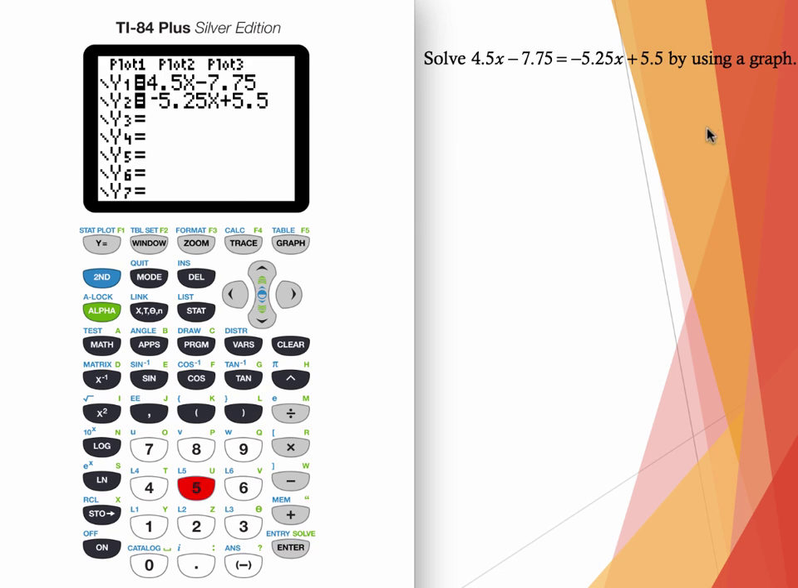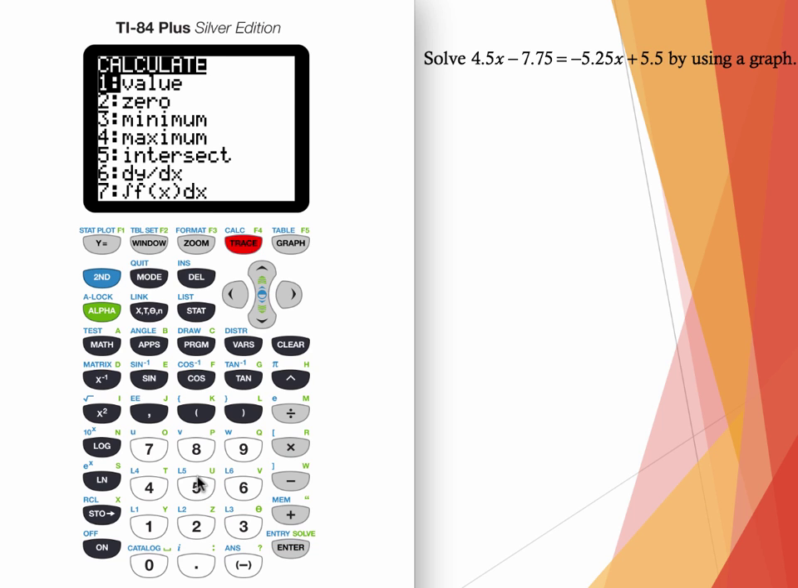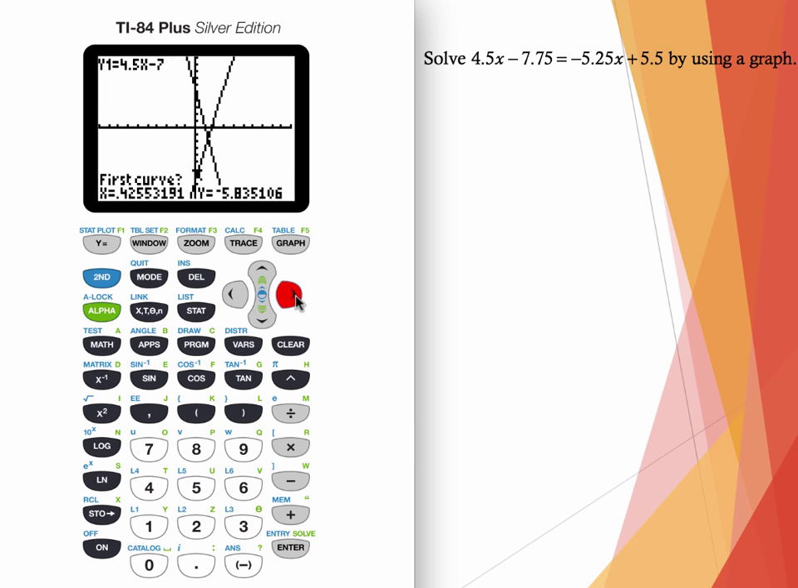Now that I have everything typed in, I double check that I was correct in what I typed. Zoom 6. Let's see if we can see the intersection with the standard graph. And I do. I see my intersection right here. Second trace, option number 5. Again, I want to scroll to get close to that intersection so that the calculator approximates it correctly. I see that I have an intersection here at 1.3589744 and negative 1.634615. Now remember, we're solving a linear equation in one variable. We're only looking for the x value.